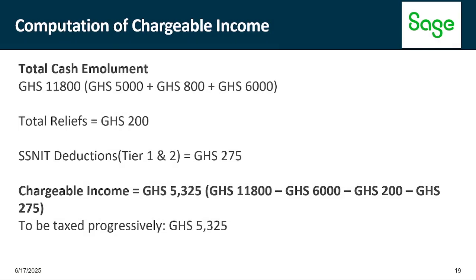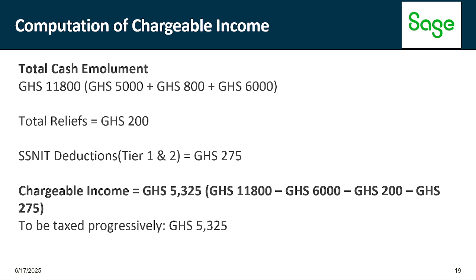Now, total cash emolument. His total cash emolument is 11,800. The basic salary 5,000, overtime 800, annual bonus 6,000, making it 11,800. He has relief of 200, SSNIT deduction for Tier 1 at 5.5% is 275.